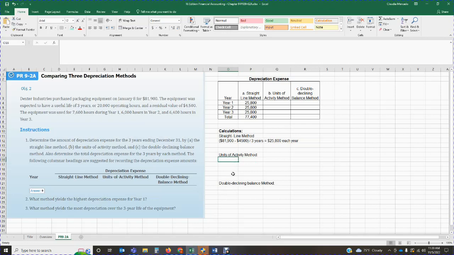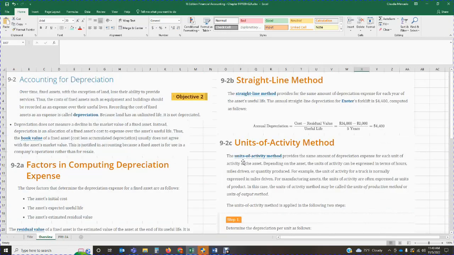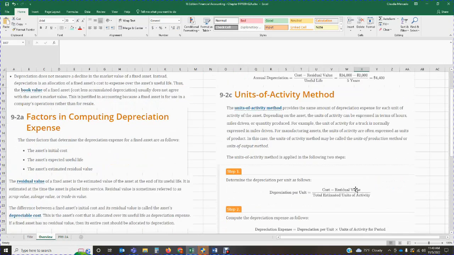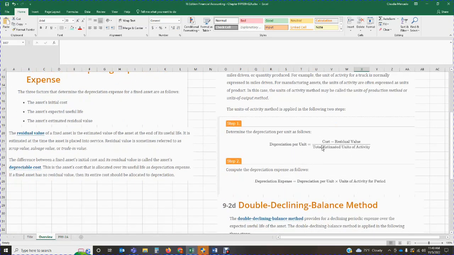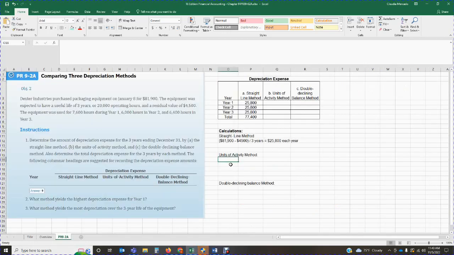Now let's look at the units of activity method. What are we going to do there? On the units of activity method, we basically have 2 steps. We're going to get the cost minus the residual value over the total estimated units of activity. And then once we figure that out, we can calculate the depreciation expense by getting the depreciation per unit times the units of activity per period. So in step number 1, we're calculating the depreciation per unit, and then we're going to multiply by the activity for that specific period.